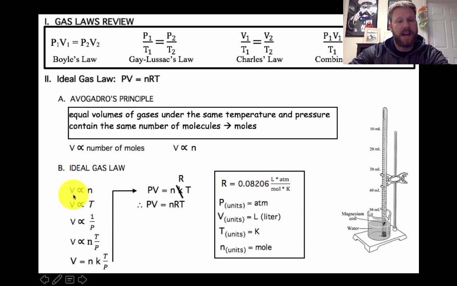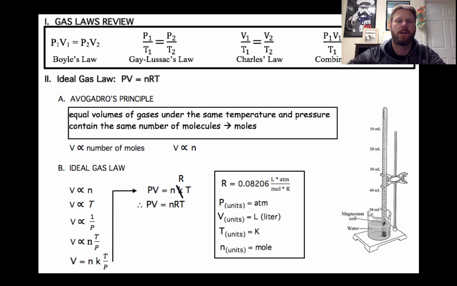So now if we take Avogadro's principle and we incorporate it with Charles' law and Boyle's law, we can make a new proportionality that includes moles, temperature, pressure, and volume. If we include a constant, we can make the proportion into an equality. Then we can rearrange to get what's called the ideal gas law. Now, we don't use K for a constant. The ideal gas constant is called R. And if you rearrange it, you get PV equals nRT. That is called the ideal gas law.